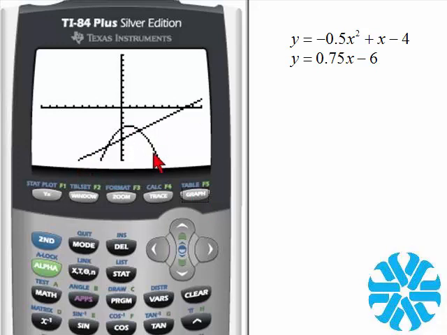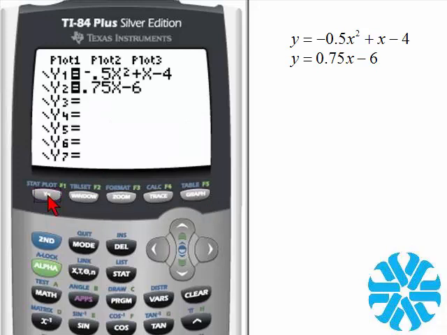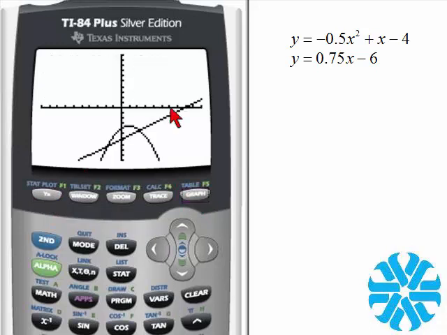We can go back and look at those functions again, how they're inputted, by just hitting the y = button. So remember, this is the parabola and this is the linear function, and then if we hit graph, we can go ahead and view those. So here's the parabola and here's the linear function.